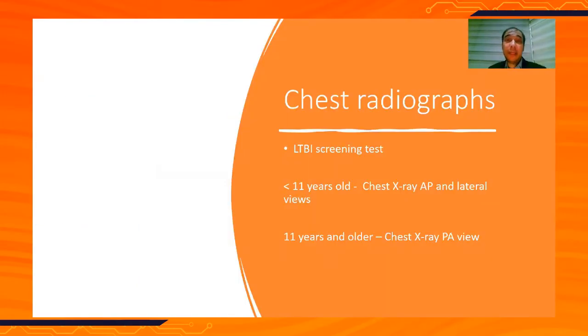Now for latent TB infection screening tests, chest radiographs are taken for applicants less than 11 years old. Chest X-ray AP and lateral views are done, while for applicants 11 years old and older, a chest X-ray PA view is taken.